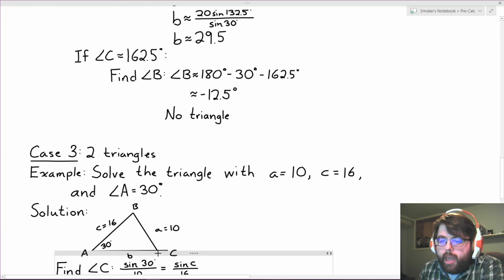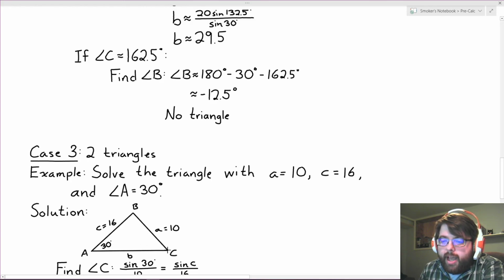So if this side would swing, what's going to happen is it could hit here, and it could hit over here. So it's going to actually be able to make two triangles. Like if you imagine this side not changing length, I'm just swinging it with my mouse.